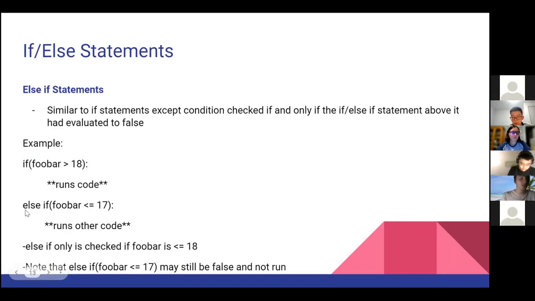So the difference between having just an if statement here is it would run this if statement regardless of whether this is true or false. Whereas the else if is contingent on foo bar being less than or equal to 18. And it's different from else because else basically does the same sort of thing, but else doesn't have a condition like an else if. So there's still a chance that this might be false and not run either.